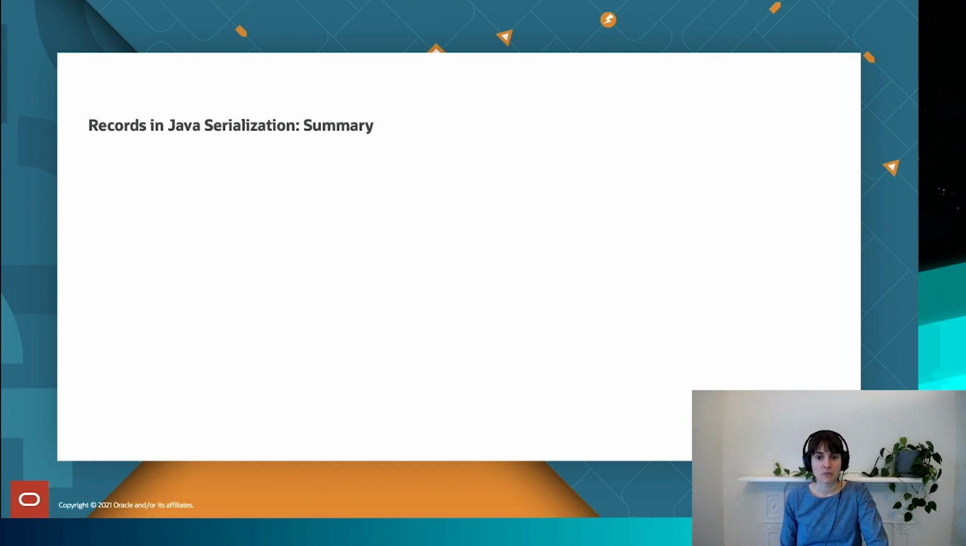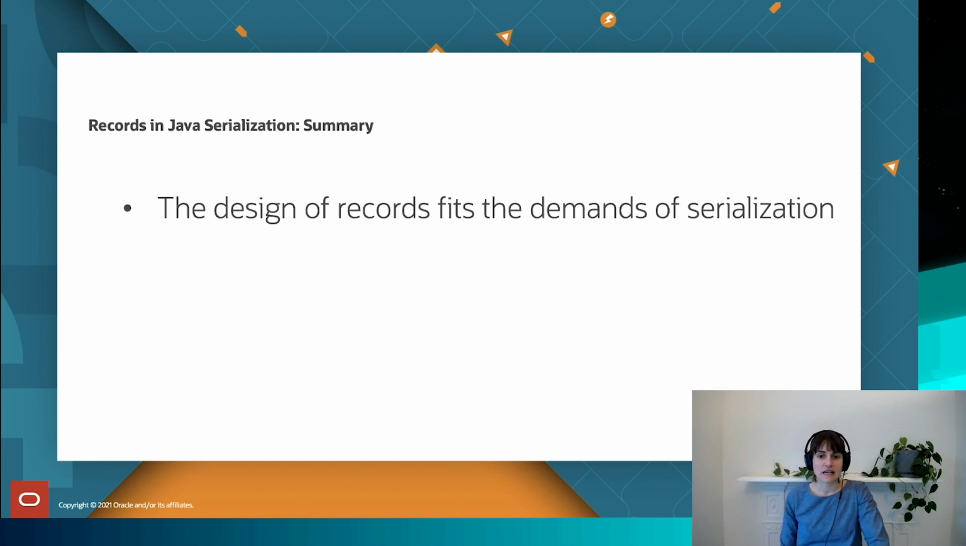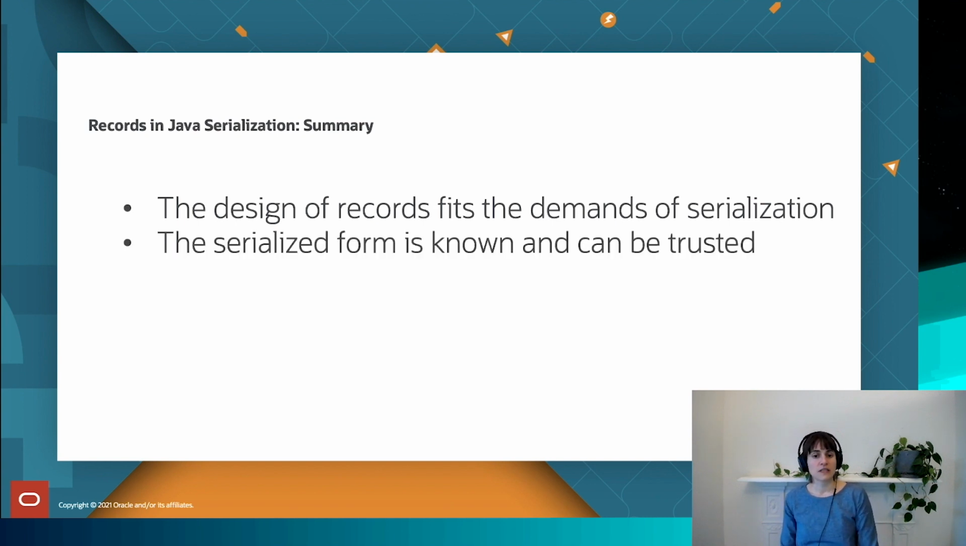To finish, let's sum up how records make serialization better. 4 points. The first one, the design of records really naturally fits the demands of serialization. They are data-oriented classes, which are naturally suitable, but also because they have very restricted extensibility and final state, it's so much easier to handle them during the serialization process. So really, the semantic constraints that they have allow a tightening of the serialization protocol. The second point is that the serialized form is known and can be trusted. It's always the record state. There's no customization allowed. This is much easier to understand and also to maintain.